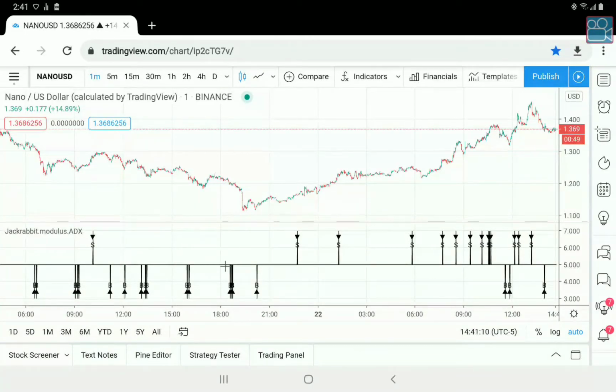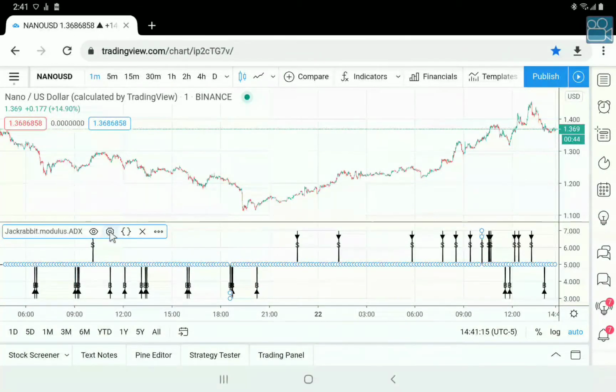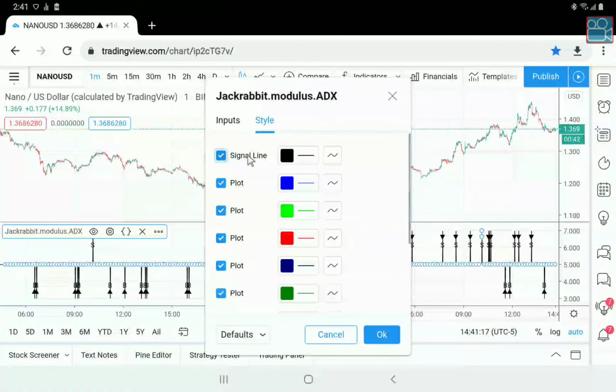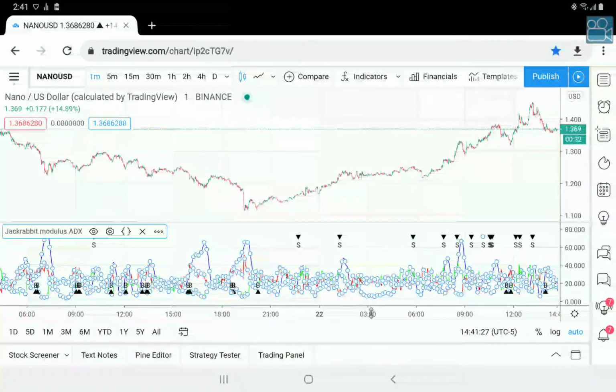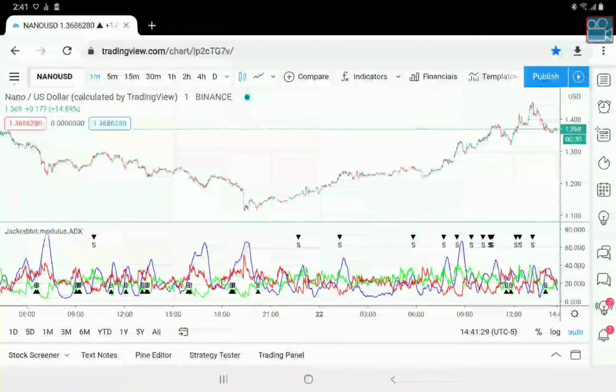Okay, standard signal line. So we go in, turn off the signal line, and turn on the chart. Pretty straightforward and easy. And now we have a basic ADX where we actually have the DI plus, which is the green line, DI minus, which is the red line, and then the ADX indicator itself.